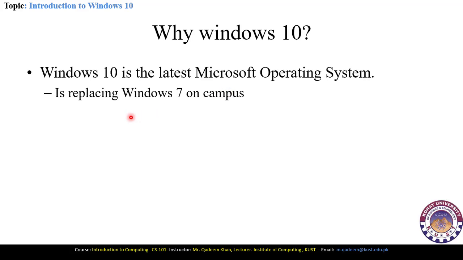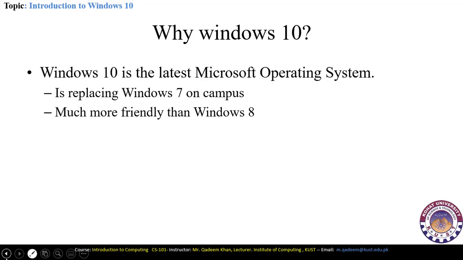Now, it is replacing Windows 7 on the campus. It means that we already have Windows 7 on the campus, so Windows 10 is replacing Windows 7. And it is more friendly than Windows 8. In Windows 10, you have the start menus as well, and also you have the tiles menus. So Windows 10 is more friendly and easier to be used by the users. Also, Windows 10 is more secure.